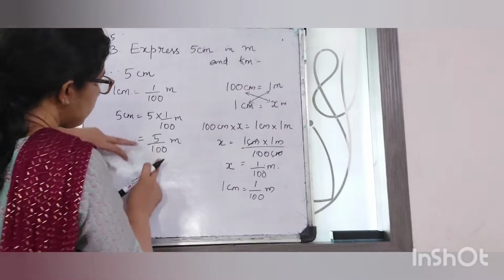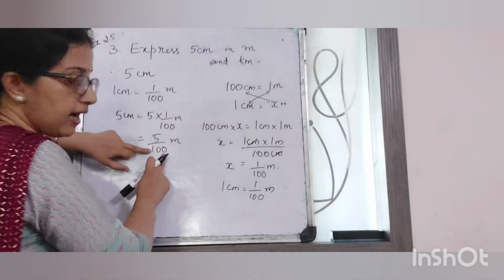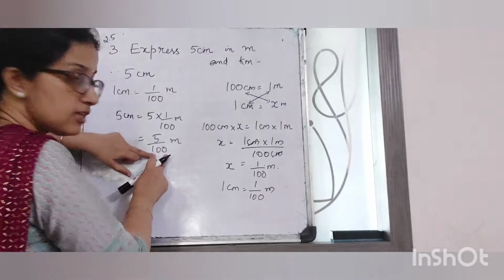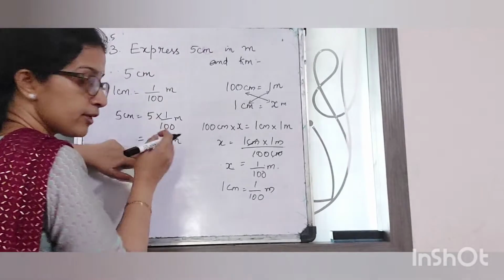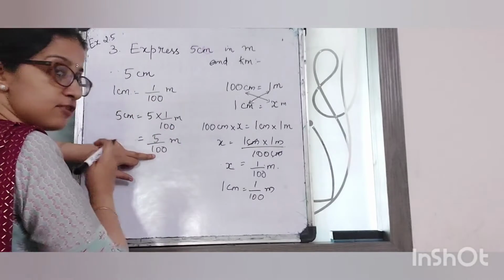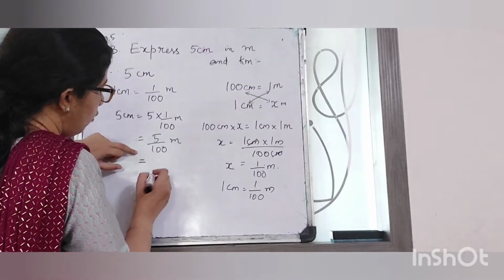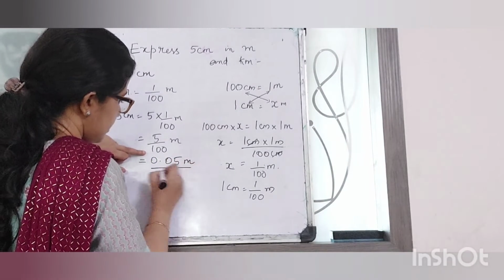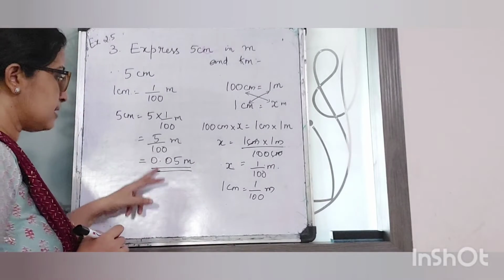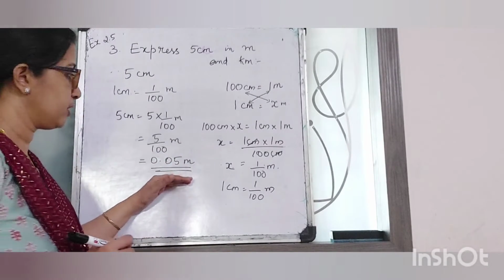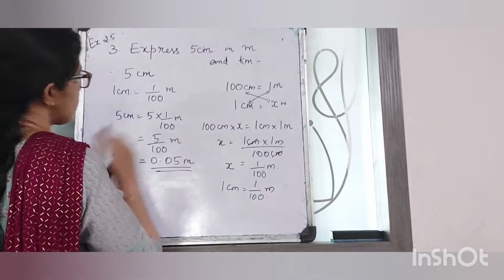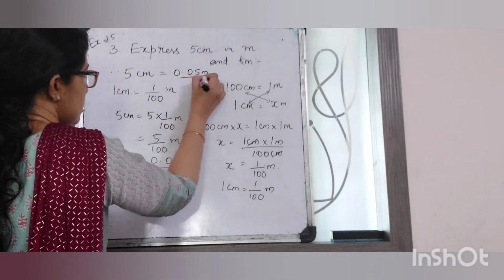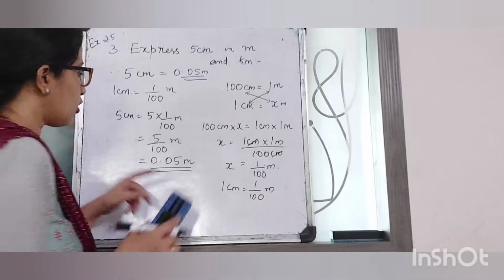Okay. So whenever we divide a number by 100, what should we do? We should put the decimal point. There are 2 zeros here. So in the answer, the decimal point should be 2 digits to the left. Okay. So what will be the answer? 0.05 meter is the answer. Okay. So this is the answer for the first part of the problem. So we got 5 centimeter is equal to 0.05 meter. Okay. So that is the answer we got here.